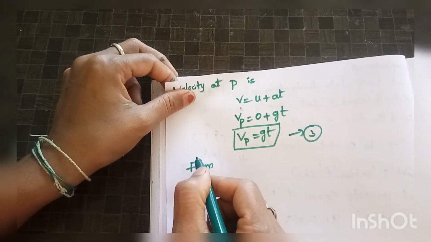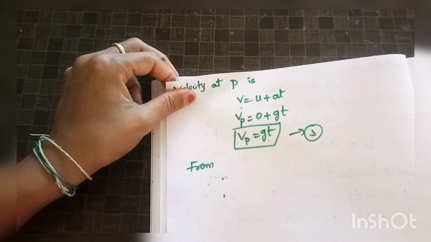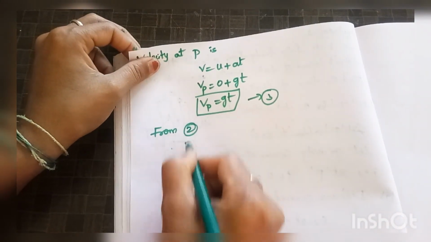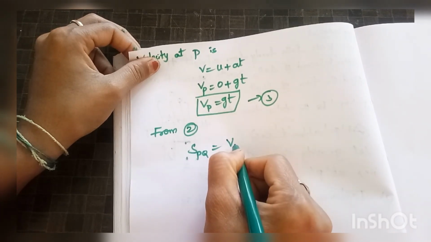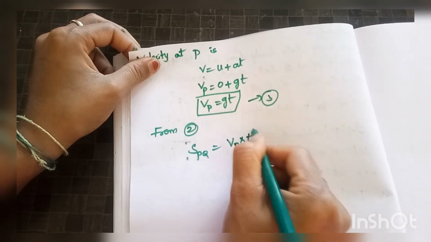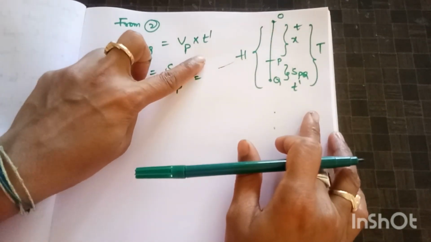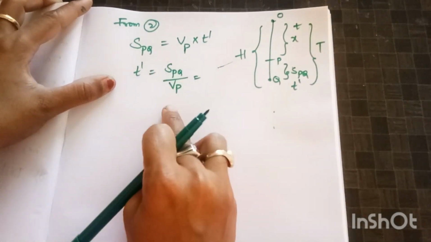Now we are going to find the total time taken by the body to reach the ground after gravity ceases. After gravity ceases, the object moves towards the ground with constant velocity. From equation 2, S_PQ equals V_P into t dash. So t dash can be written as S_PQ by V_P.